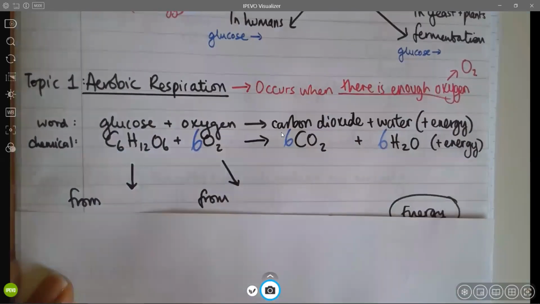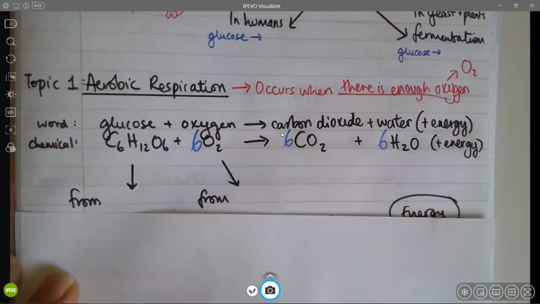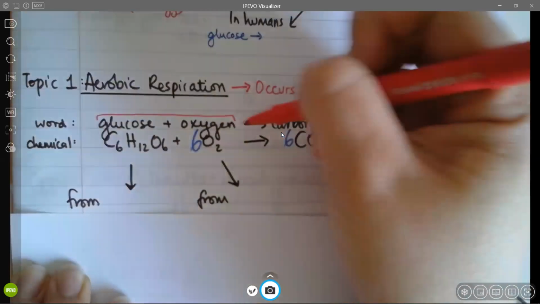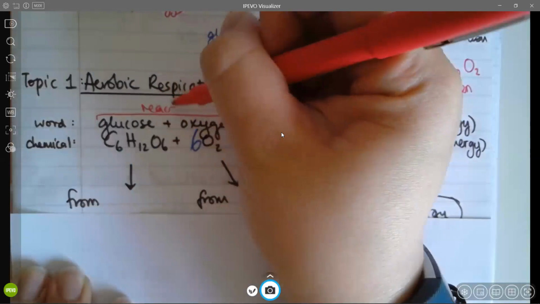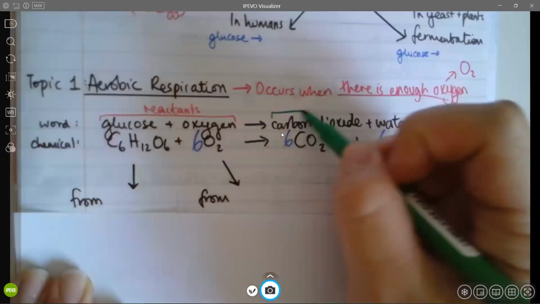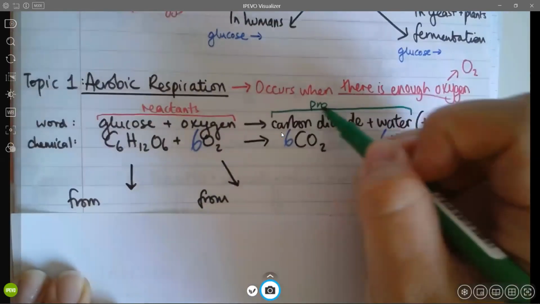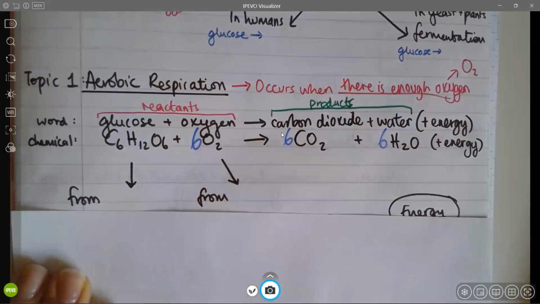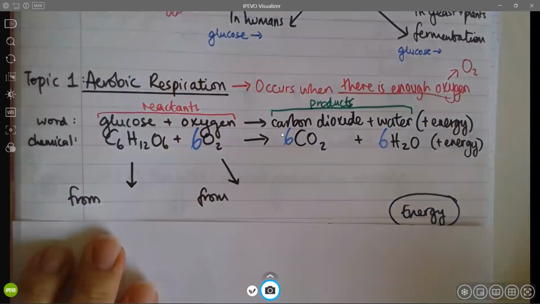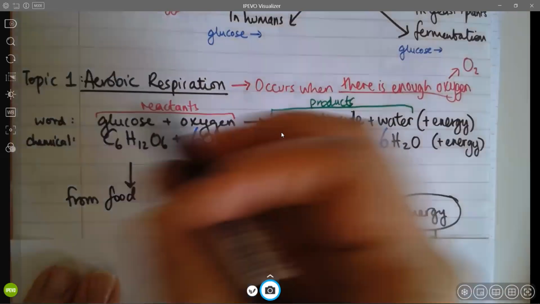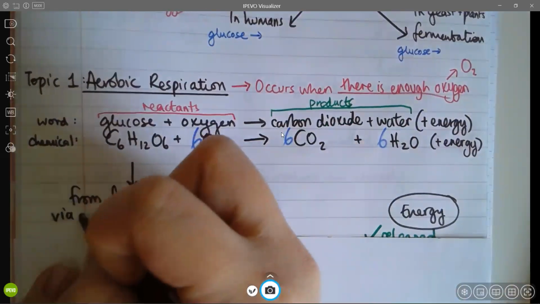Now we need to think about where these reactants come from. So as a reminder, the ones on the left-hand side of the arrow are my reactants, and the ones on the right-hand side are my products. We don't say that energy is a product because it is released. So glucose. Well, glucose is from our food and it travels to our cells via the digestive system.